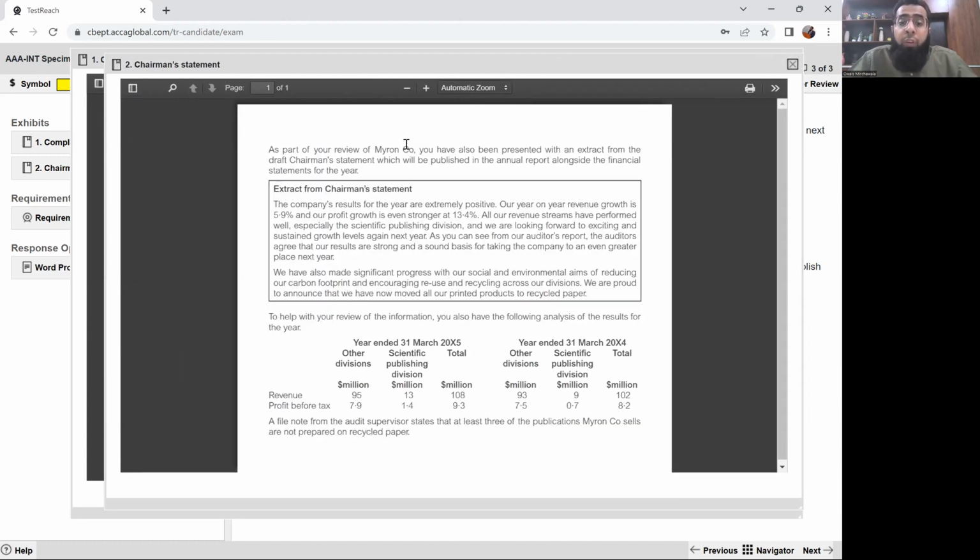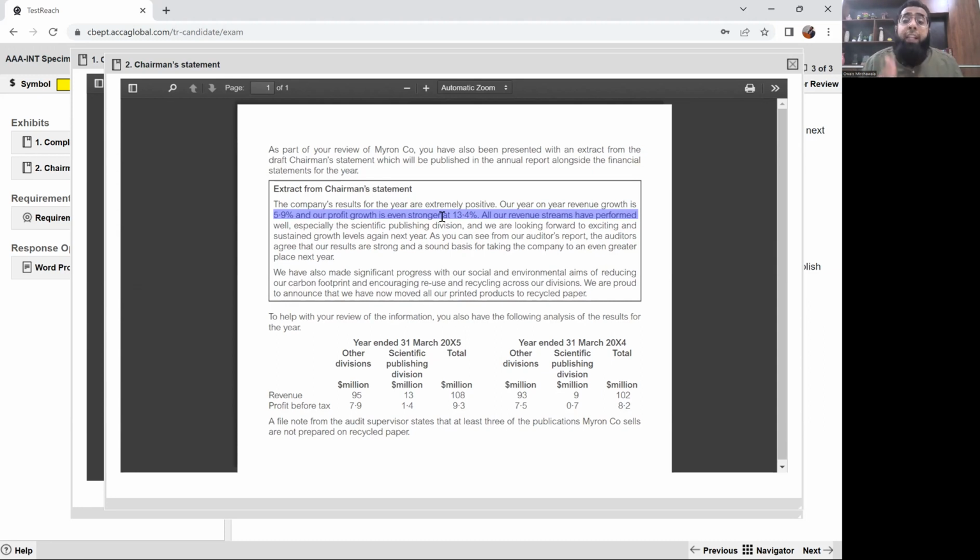As part of your review of Myron Company, you have also been presented with an extract from the draft chairman's statement, which will be published in the annual report alongside the financial statements for the year. Extract from the chairman's statement. The company results for the year are extremely positive. Our year-on-year revenue growth is 5.9%, and profit growth is even stronger at 13.4%.